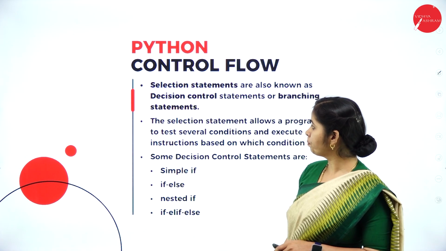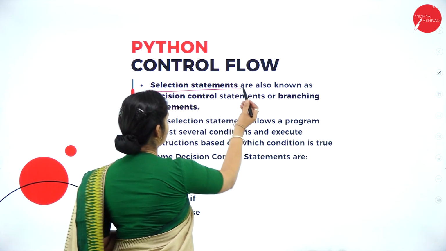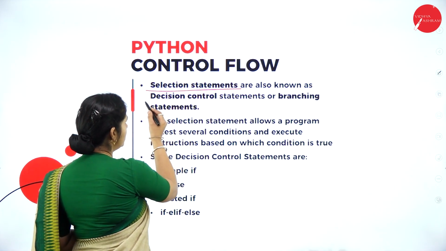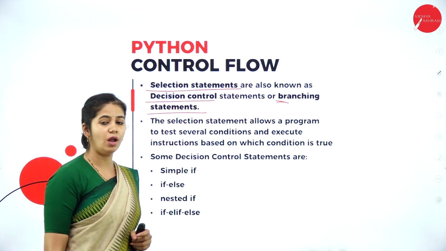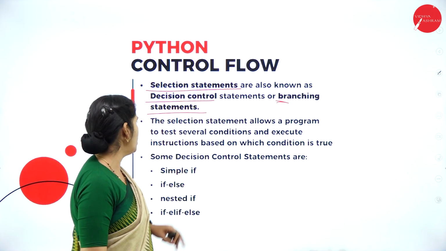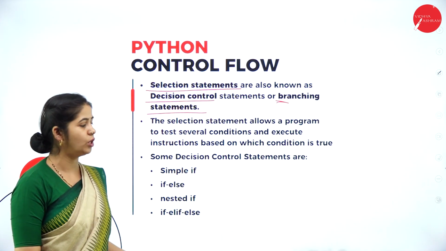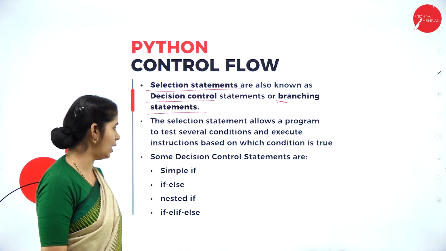Then, going with the selection control flow. Selection statements are also known as decision control or branching statements. Decision control statement or branching statement. The selection statements allow the programmer to test several conditions and execute instructions based on a particular condition.